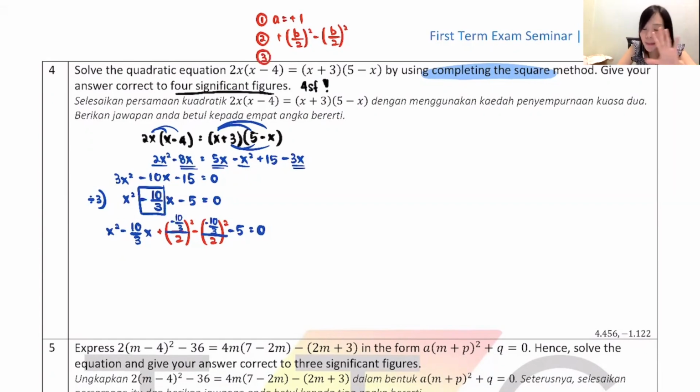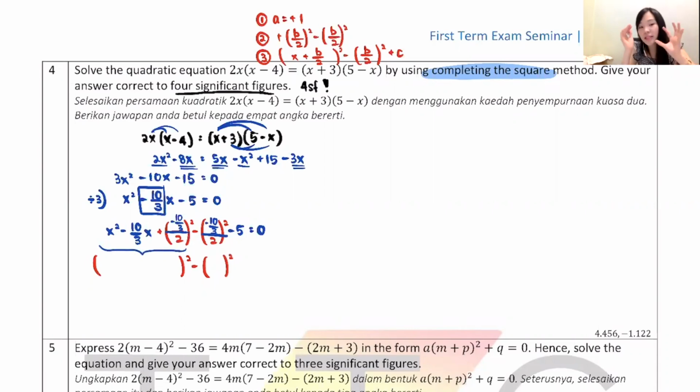I repeat again the third step. Big bracket square minus small bracket square plus C. Inside big bracket square, x plus b over 2. Inside small bracket square, b over 2. So big bracket square minus small bracket square plus C. So always the first 3 go inside the first bracket. The fourth one, copy into the fourth one. The fifth one, copy into the fifth one.